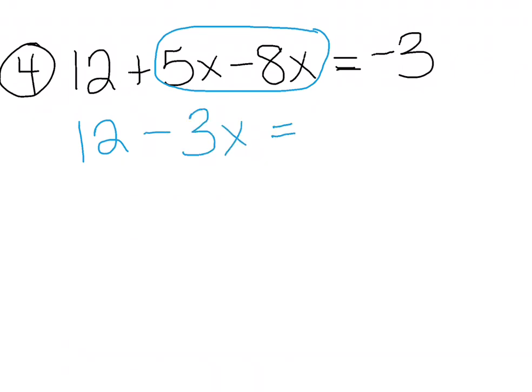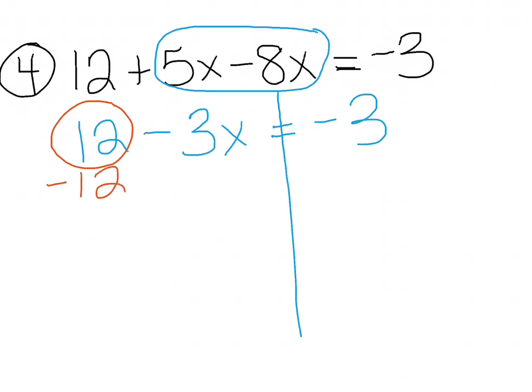way, equals negative 3. I'm going to draw my line going down, and I'm going to have to get rid of everything that's on the side with the variable. So the first thing I got to get rid of is this 12. So the opposite of 12 is negative 12. So I put negative 12 on both sides.